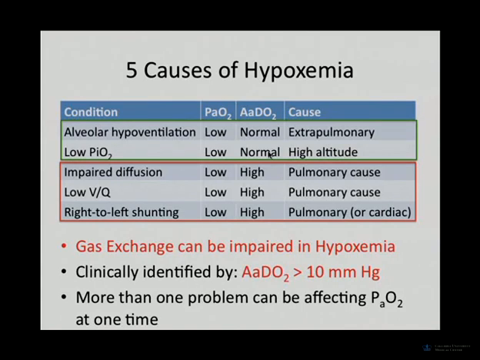Important thing to remember, though, is that patients don't just sometimes have one cause for their hypoxemia. More than one thing can be going on at the same time, and it's your job to sort it out. And we have, as the way to sort it out, the alveolar gas equation.